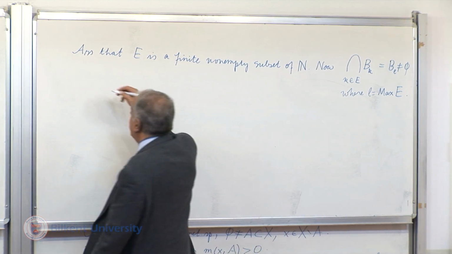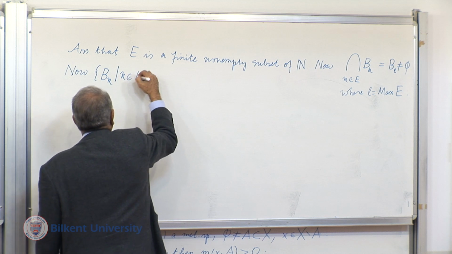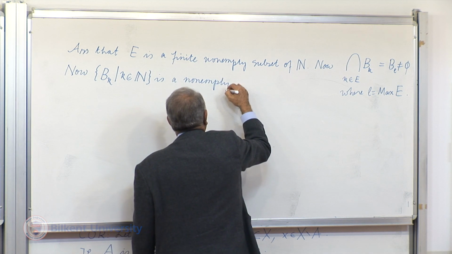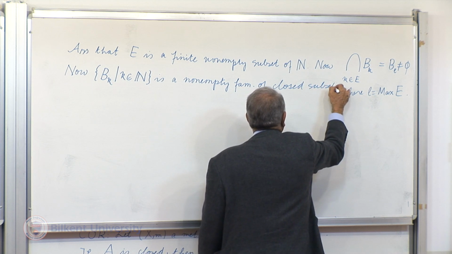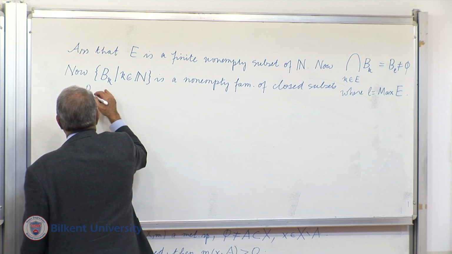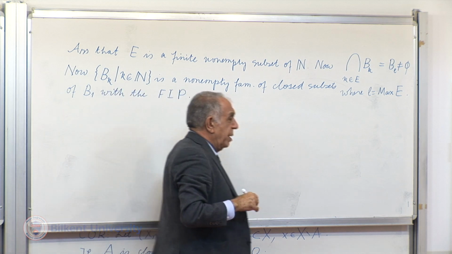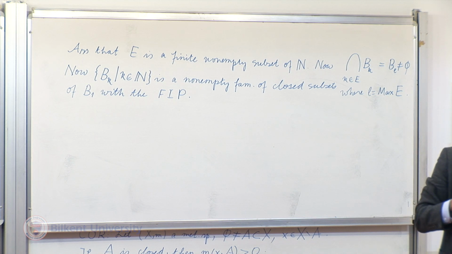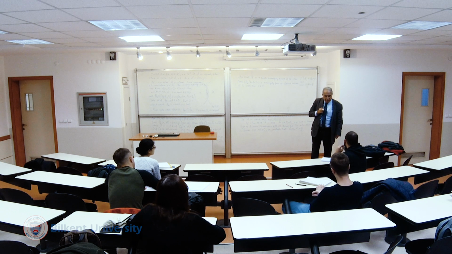But B1 now, let me rewrite this. BK, K in N, is a non-empty family of closed subsets of B1 with the finite intersection property. But since B1 is compact, what does this imply? That the intersection of BKs over the entire family, that is for all k in the set of natural numbers, that will be non-empty. That was the third characterization of compactness.